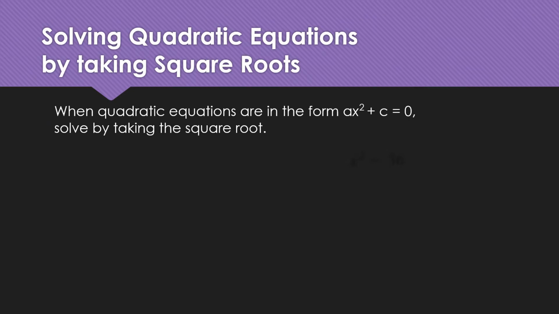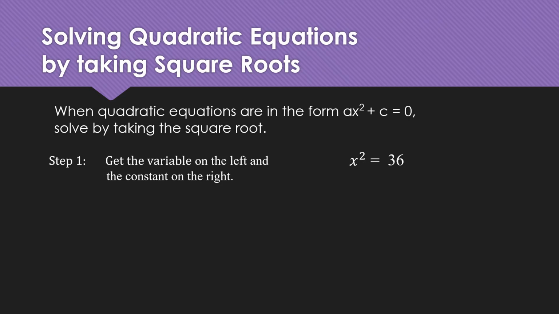Solving quadratic equations by taking the square root has to be in the form of x squared plus c is equal to 0, where c is a real number and a is also a real number. So if we have the equation x squared is equal to 36, we already have it where the variable is on the left and the constant is on the right.